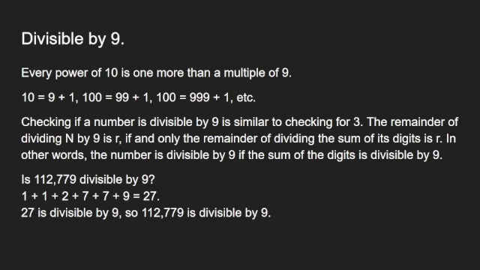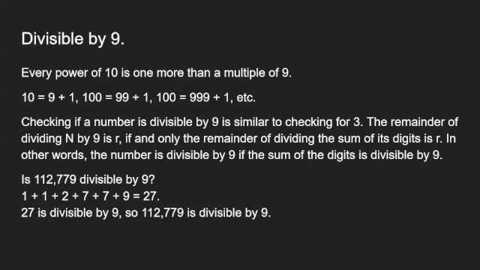Divisible by 9. Every power of 10 is 1 more than a multiple of 9. 10 equals 9 plus 1, 100 equals 99 plus 1, 1000 equals 999 plus 1, and it goes on. Checking if a number is divisible by 9 is similar to checking for 3. The remainder of dividing n by 9 is r if and only if the remainder of dividing the sum of the digits is r.